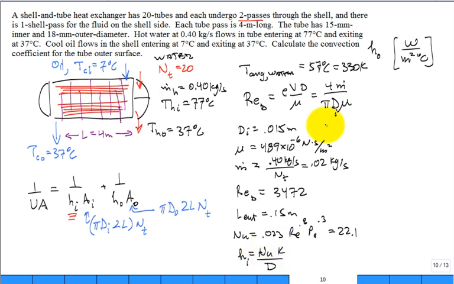You have to go back and get the thermal conductivity of water at 330 Kelvin, and you get h is 956 watts per meter squared degree C. A lot of work to get h inner. So we finally got this term calculated. We're looking to calculate h naught. Everything in this equation I know except for UA. How am I going to calculate UA?